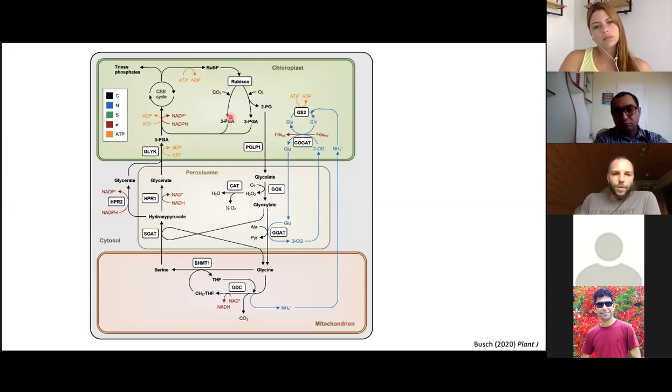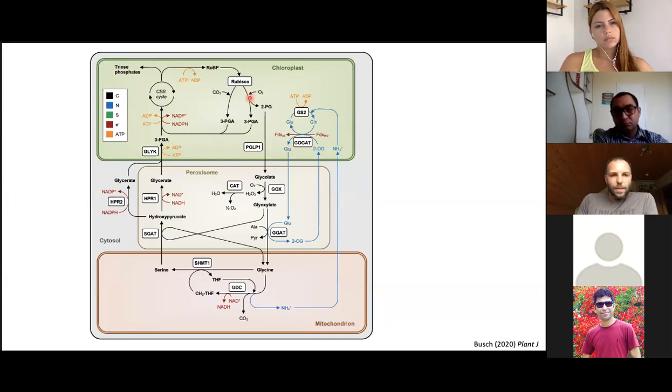And this phosphoglycerate is then metabolized in the Calvin-Benson cycle back to RuBP. And the extra carbon that is added here is then ultimately diverted from the Calvin-Benson cycle as triose phosphate. And that's really the carbon that the plant assimilates.